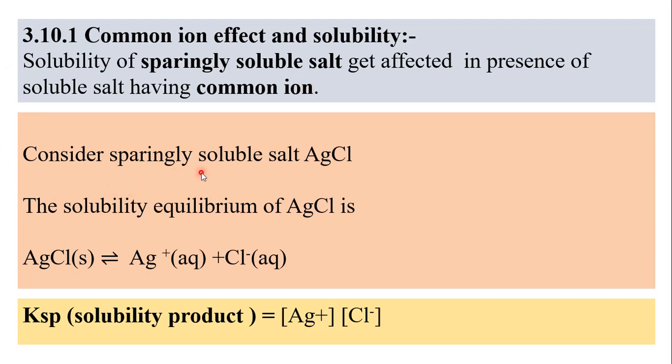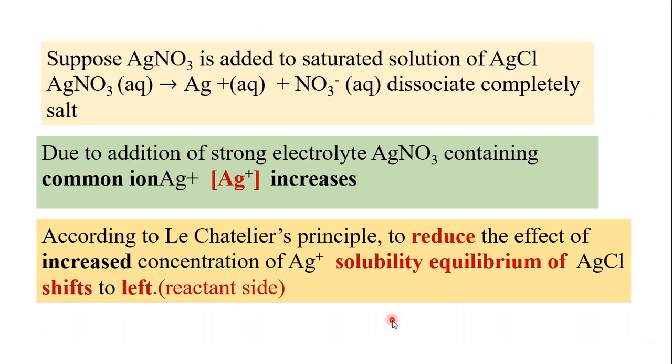Now consider a sparingly soluble salt AgCl. The solubility equilibrium for this AgCl is AgCl solid in equilibrium with Ag ions in the aqueous state and Cl ions in the aqueous state. Therefore the solubility product, that is the equilibrium constant for the solubility equilibrium, is equal to the concentration of Ag ions times the concentration of Cl ions. Suppose AgNO3, a soluble salt containing a common ion with AgCl, is added to the saturated solution of AgCl.